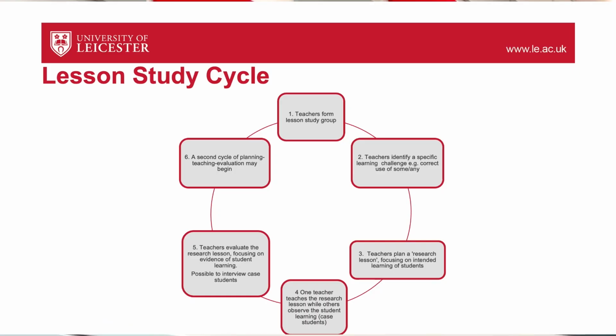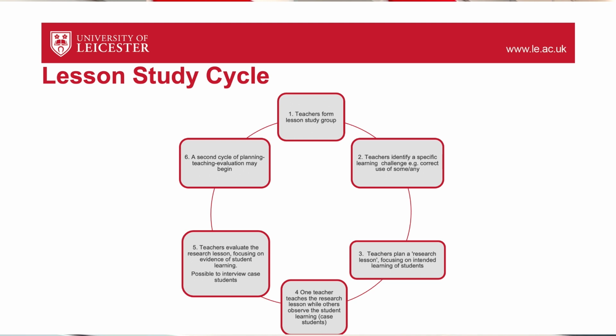So first of all, a group of 3 or 4 teachers form a lesson study group, and that's the first stage in the lesson study cycle. In the second phase, the teachers identify a particular learning challenge for their learners. It could be something that arises in their course book, for example, what's the difference between some and any?